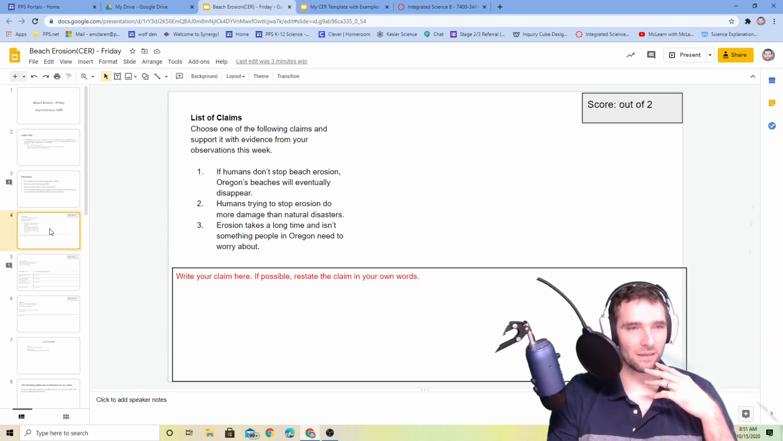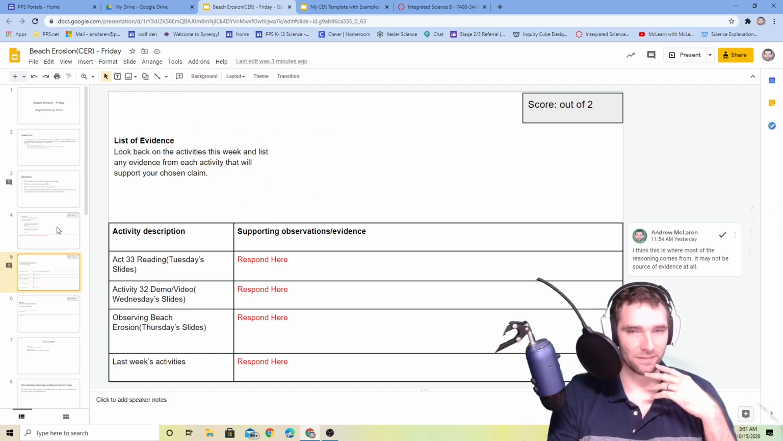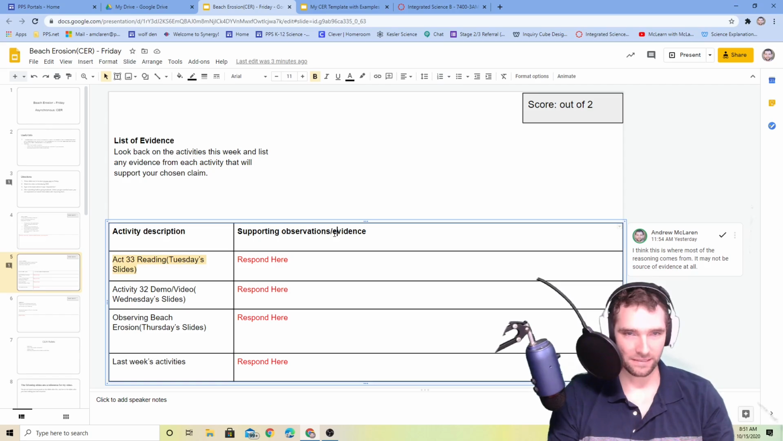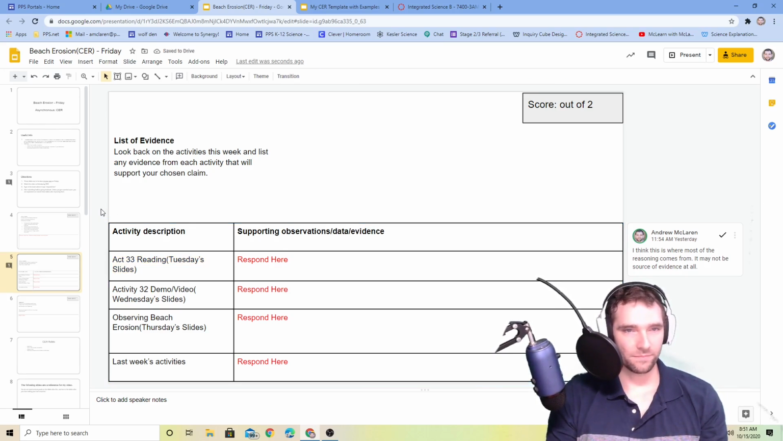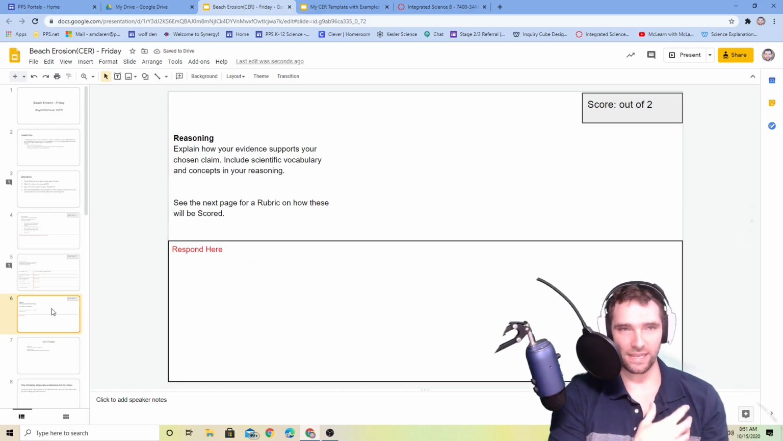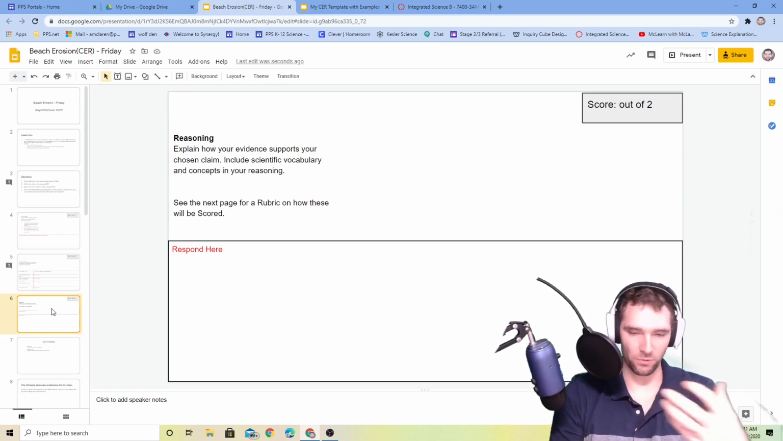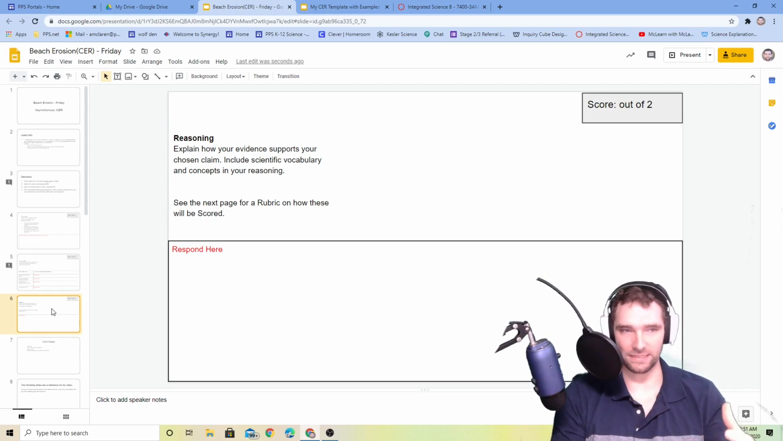So basically, this is what you're going to see in general when you're doing a claim evidence reasoning. You're going to see a page that has some claim on it. You're going to have a page that has some area where you're going to have some evidence that I'm going to try and provide to you. This is the evidence that you're using, and you need to tell me what observations you're seeing or what data. Actually, I should probably put data in there. I'm going to just do that. And then you're going to explain why that evidence supports your claim, essentially by using some scientific ideas.